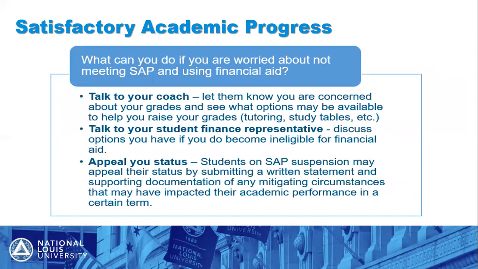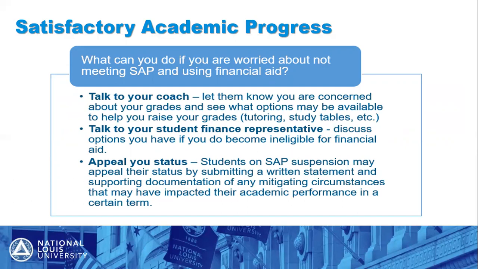What can you do if you're worried about not meeting SAP? First thing is you're going to talk to your coach or your academic advisor and let them know that you are concerned about your grades and see what options may be available to help you raise the grade, maybe tutoring, study tables, etc. You're also going to talk to your student finance representative to discuss options you have if you do become ineligible for financial aid, such as a payment plan. You also have the ability to appeal your status.